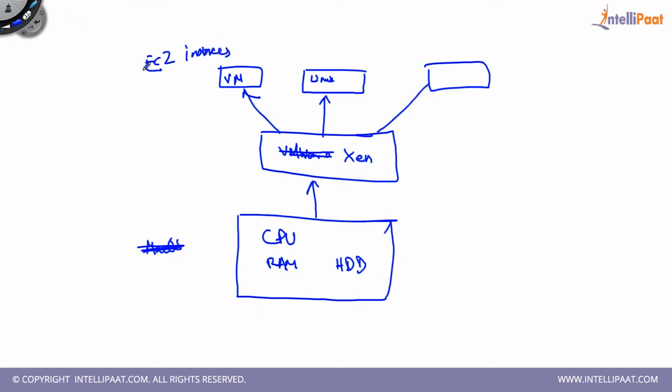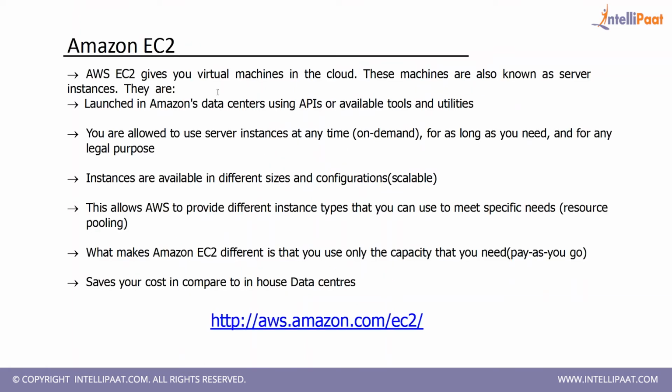So the name is EC2 instance, but the operating systems may differ. You can have any operating system you want. As I say, EC2 gives you virtual machines in the cloud. These are also called servers. A server is basically a machine which has compute capacity and some persistent storage, right? EC2 uses EBS as persistent storage, which is our next topic of discussion. And the EC2 instances are launched in Amazon's data centers using APIs, which is application programming interface.